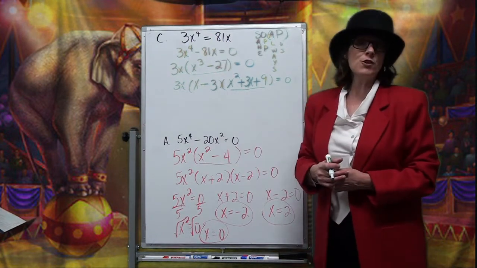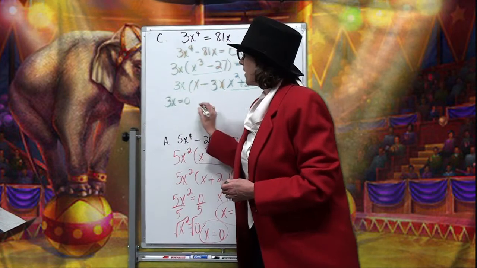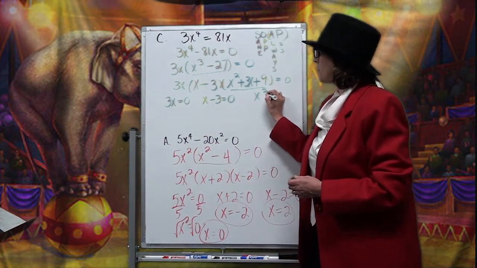So now I'm going to set each factor equal to 0. So the first term could be the 0. The second term could be the 0. Or this back term could be the 0.